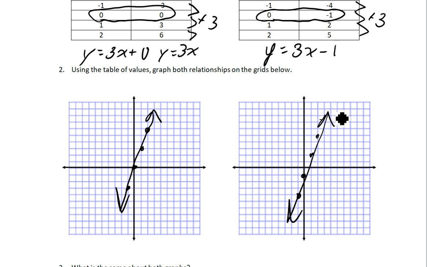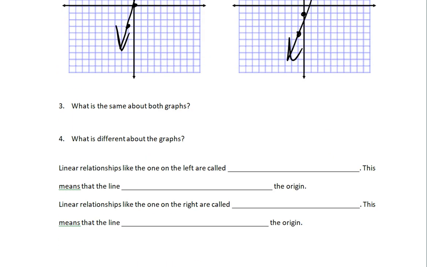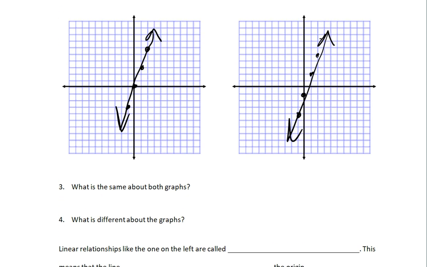Now we have to look at what is the same about both of these lines. You'll notice that they're both going up to the right. So they both have the same direction. We always read from left to right. You'll also notice that they're both going up by 3, which means they have the same steepness. And you'll notice that they're both linear.